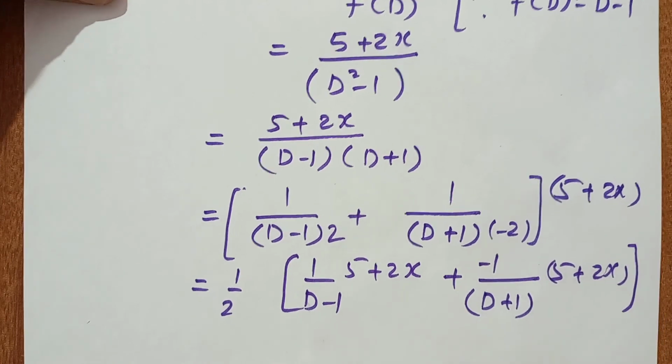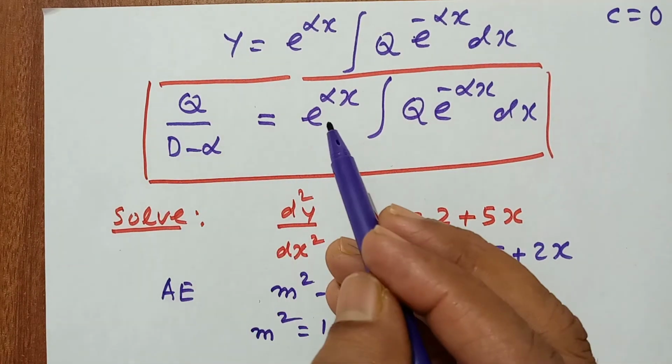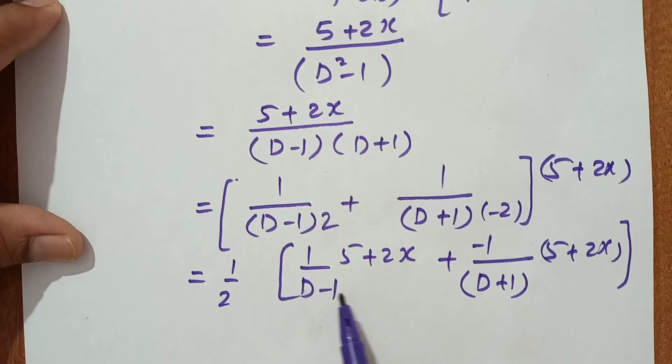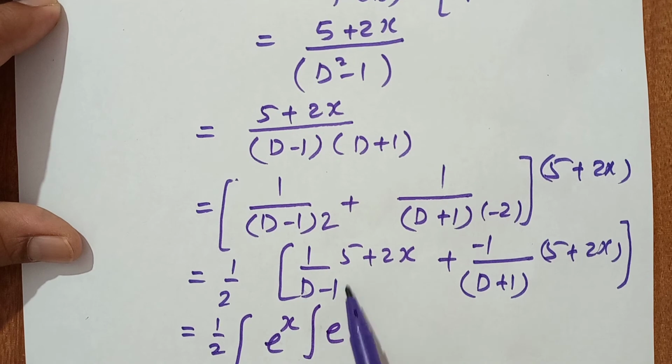Now we will use the formula. What is the formula? Q upon D minus alpha is equal to e to the power alpha x times the integral of Q e to the power minus alpha x dx. So in the first term here, alpha is 1, so this is equal to 1 by 2 e to the power alpha x, that is e to the power x, times the integral of e to the power minus alpha x, so minus x, and here 5 plus 2x dx.